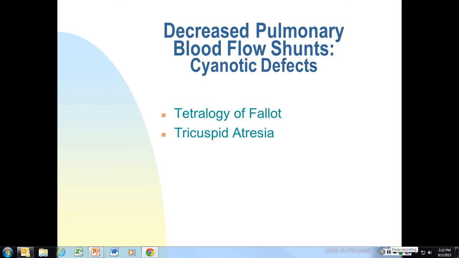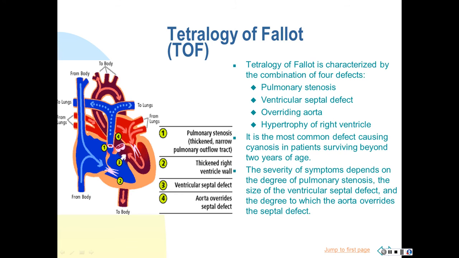So now we're going to go on and talk about the defects that have decreased pulmonary blood flow. So these are the blue babies. These are the ones that, because there's some problem going on in the right side, blood does go from the right to the left, making the kid cyanotic.